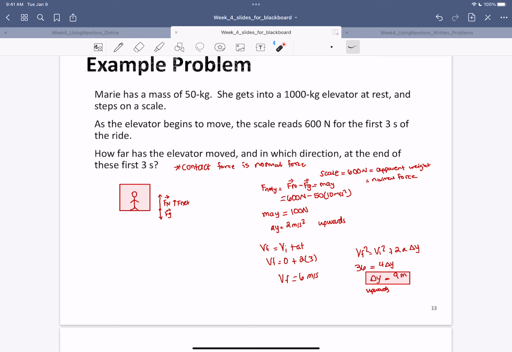Yeah, eventually you're just looking for displacement. How far has the elevator moved? In order to get that, we have to find out what the acceleration is. From the acceleration, you can use your kinematic equations to figure out some velocity values and some displacement values, based on what information is given to you. So that's how you'll relate the Newton's laws problems to some older stuff that we did in the first couple of weeks with kinematics.